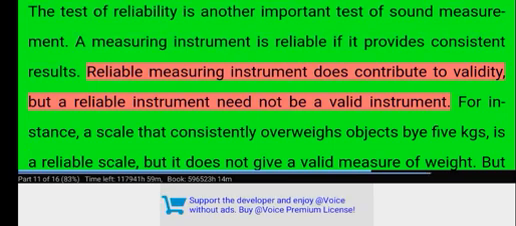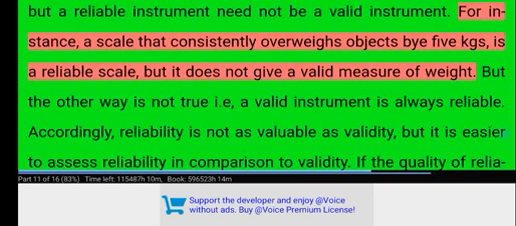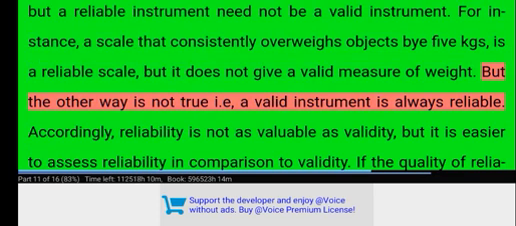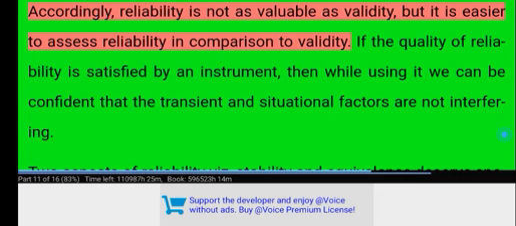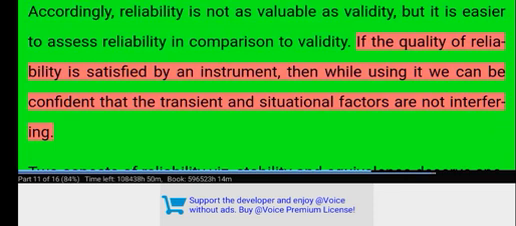A reliable measuring instrument does contribute to validity, but a reliable instrument need not be a valid instrument. For instance, a scale that consistently overweighs objects by 5 kgs is a reliable scale, but it does not give a valid measure of weight. But the other way is not true, i.e., a valid instrument is always reliable. Accordingly, reliability is not as valuable as validity, but it is easier to assess reliability in comparison to validity. If the quality of reliability is satisfied by an instrument, then while using it we can be confident that the transient and situational factors are not interfering.